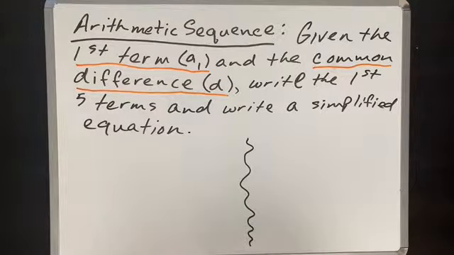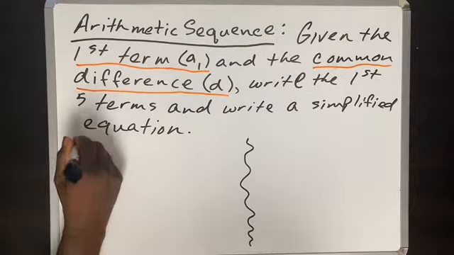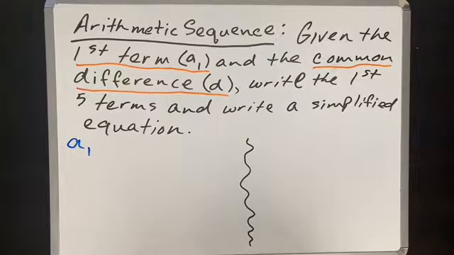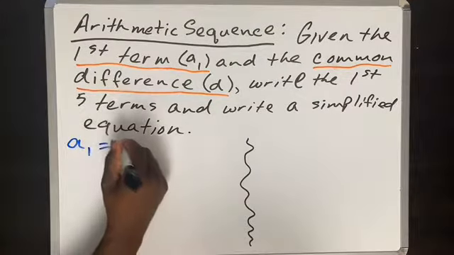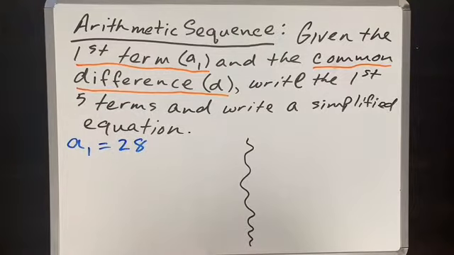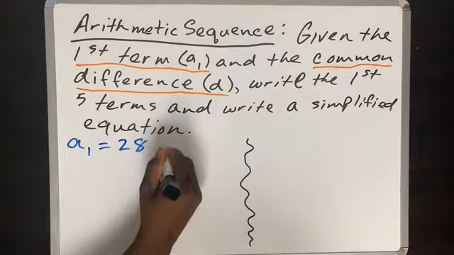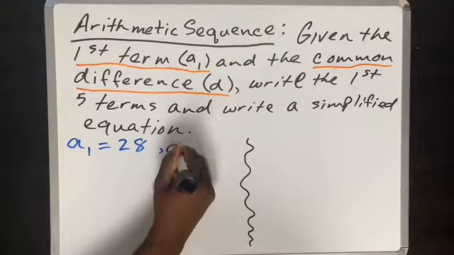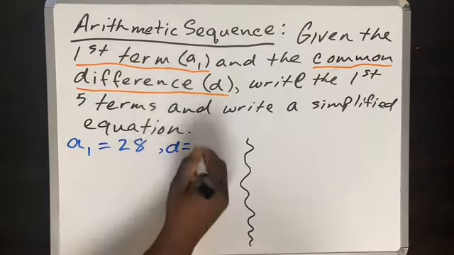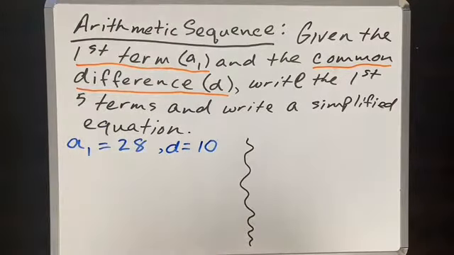First, we acknowledge that what we're given is that a sub 1, which is the first term, we're told that equals 28. This is a part of the original problem. And the common difference, denoted D, equals 10. Very good.